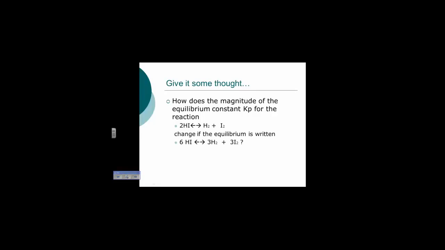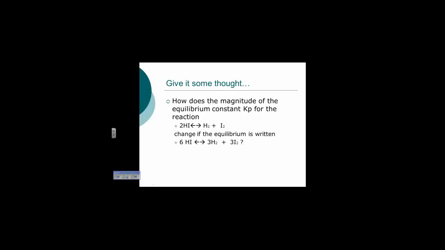How does the magnitude, to the next page, give it some thought, it reads. How does the magnitude of the equilibrium constant, Kp, for the following reaction, I see 2 units of HI in dynamic equilibrium with H2 and I2. Alrighty. It has its original Kp value. How would it change if the equilibrium is now written as 6 units of HI in dynamic equilibrium with 3 units of H2 and 3 units of I2?